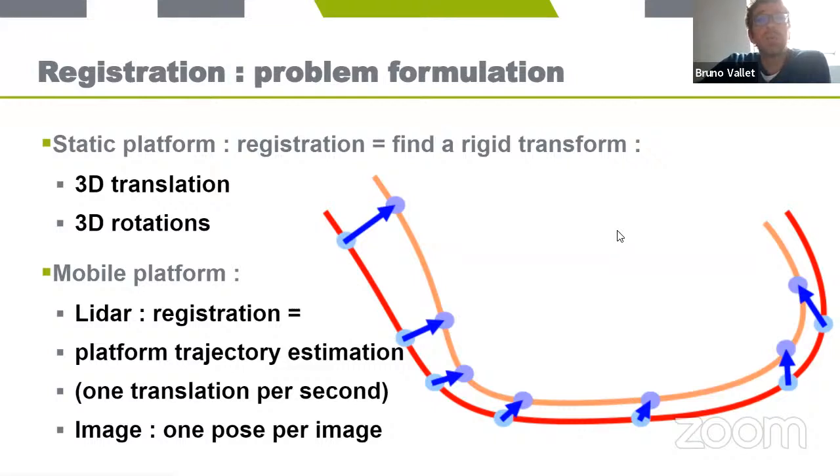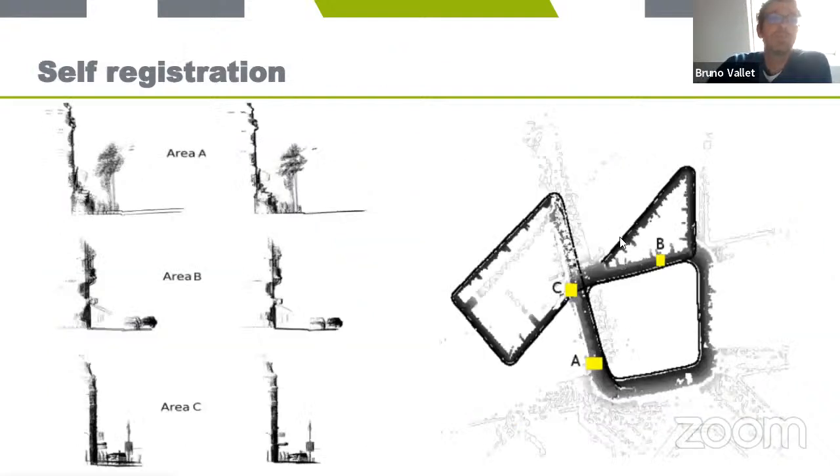So as you want to register this, what you do is discretize the trajectory. Here in this example, we have discretized the trajectory with one transformation every second, and then the problem of estimating the registration of the trajectory is to find the accurate transform on each of these points, and then it is interpolated between the points.